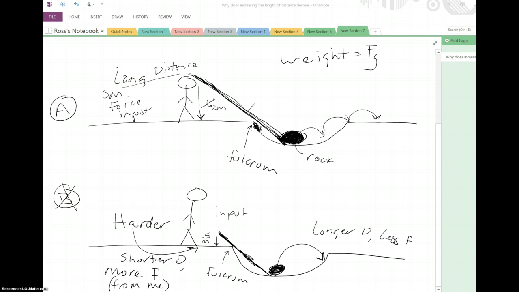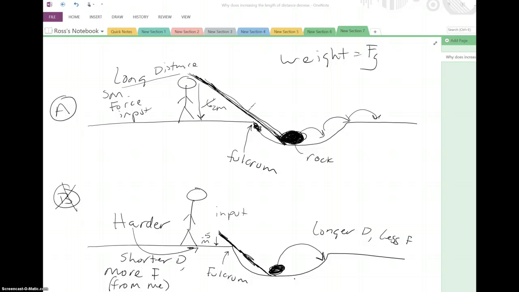So option B here is going to be harder. I'm going to have to push down for 0.5 meters. Right? I'm not getting much travel out of my lever, 0.5 meters, and I'm going to have to put a lot of force on that lever to get it to move down at all. Yes, the fulcrum will move more, and maybe the rock will flip a little bit further. However, I will be sweating and working essentially much harder to achieve the same scientific amount of work.